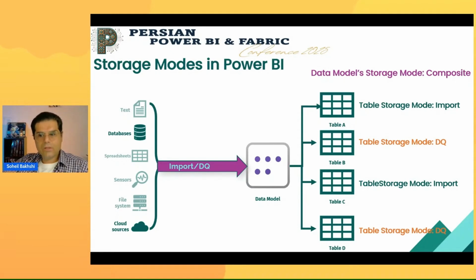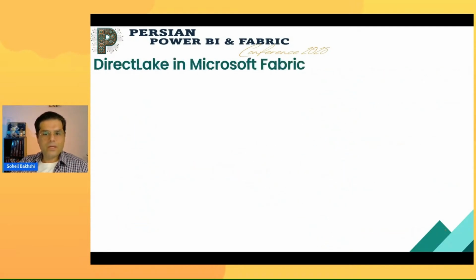At the partition level, you may have direct query or import, and that is called a hybrid table if you have both in a single table, right? So next is the topic of tonight, which is DirectLake in Microsoft Fabric, and we will get back to it later. DirectLake is only available in Microsoft Fabric.